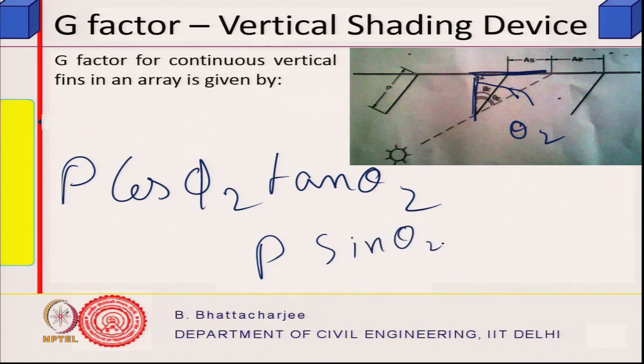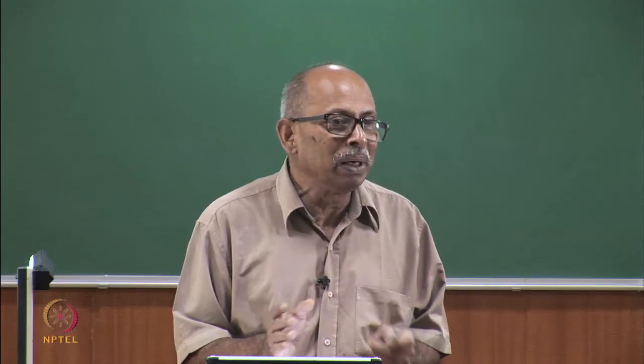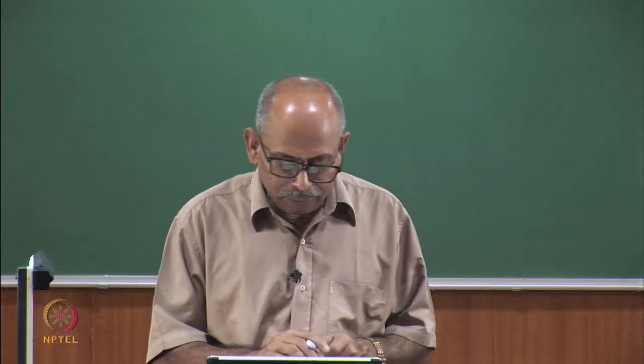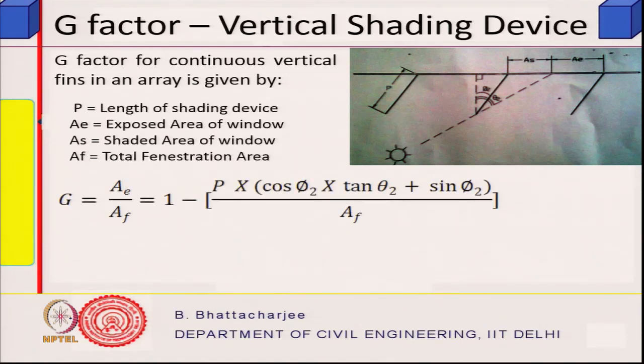So P cos phi 2 tan theta 2, yes, this P sin phi 2 is to be subtracted, but this will get subtracted depending upon the direction, because we said it is positive and negative. So it will automatically get subtracted accordingly, right. So this is all right. The general form of this equation will still stand as the same one, cos phi, 1 minus exposed area, and this has to be subtracted depending upon whether the shading is on the left or right, like we defined this earlier, so it will automatically get subtracted.